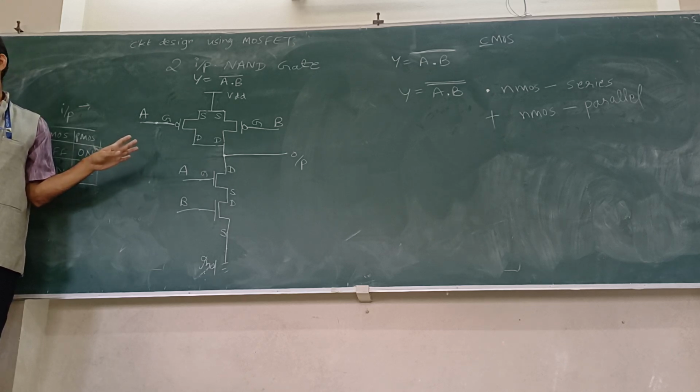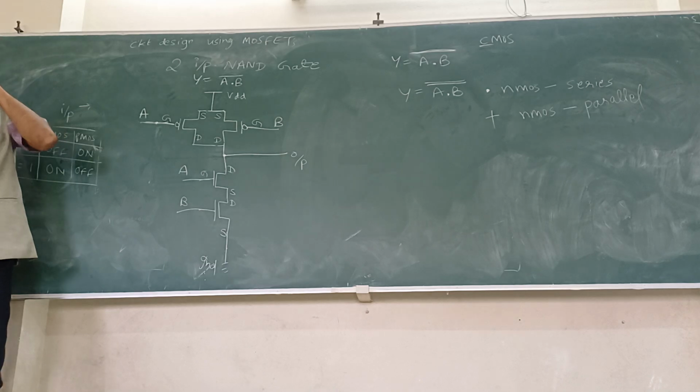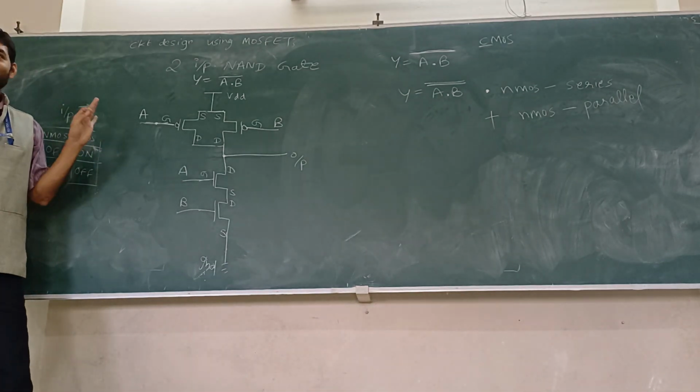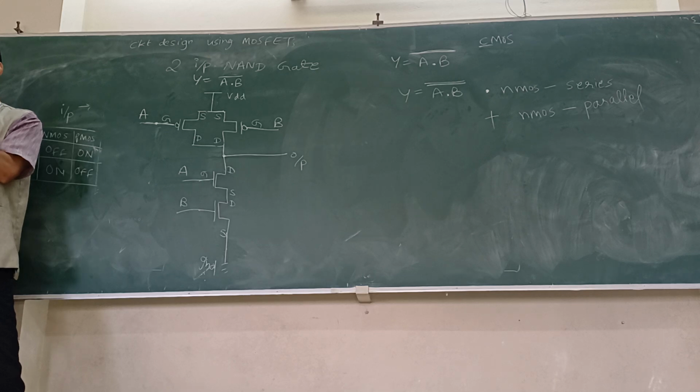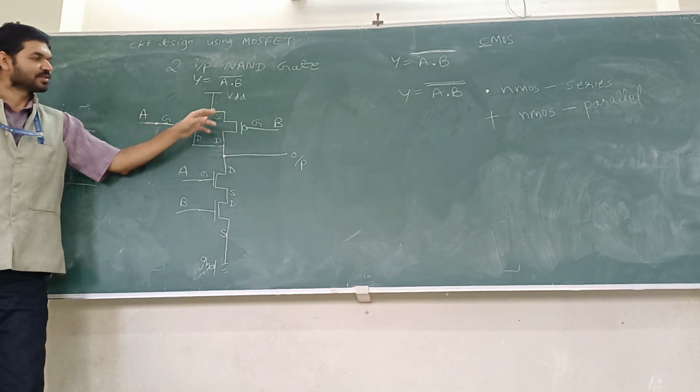Why? Because what will happen in practical design? The fourth terminal is not visible. The design is shown using only three terminals. Only gate, source, drain. Gate, source, drain.